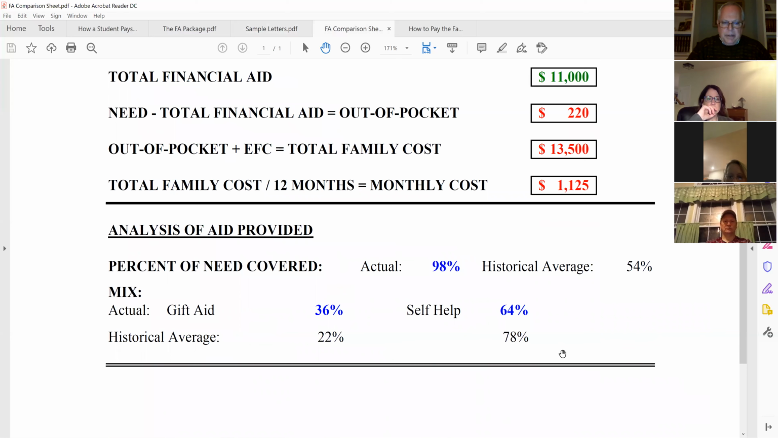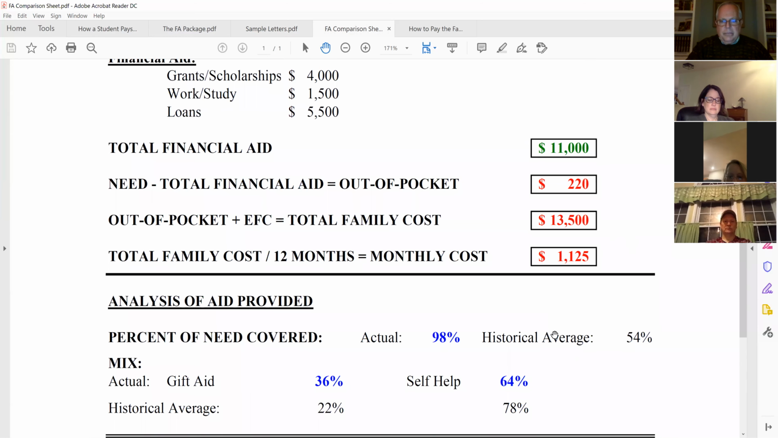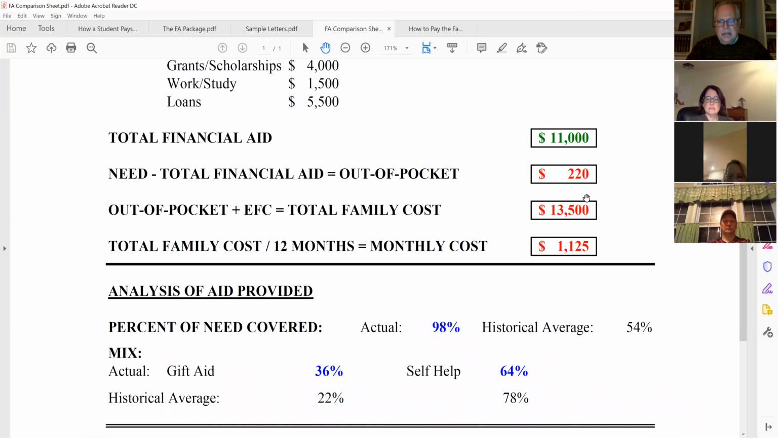Now, and again, we talk about historical performance. Again, here are the numbers. So this student did very well in terms of actual versus historical distribution of aid. And again, the numbers here are positive as well in terms of gift aid versus self-help. So it's really, in this case, a case of the family trying to figure out how to absorb that 1,125 a month.